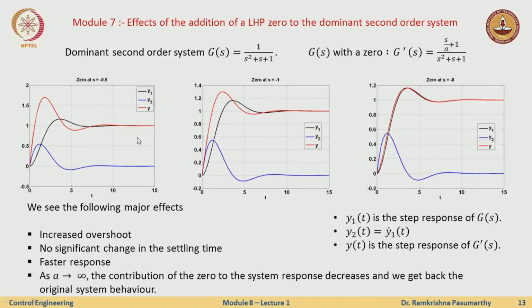Now another effect of adding this 0 is that there is no significant change in the settling time. The response here is faster and the black line is slower to respond. I pull the root locus to the left and I see a faster response, but a faster response will also lead to an increase in overshoot. In the limiting case, as a goes to infinity, the contribution of the 0 decreases and we get back the original system behavior, but we really do not want a to be so large that it does not matter. So we need to come to a nice trade off of what is a good a to select.